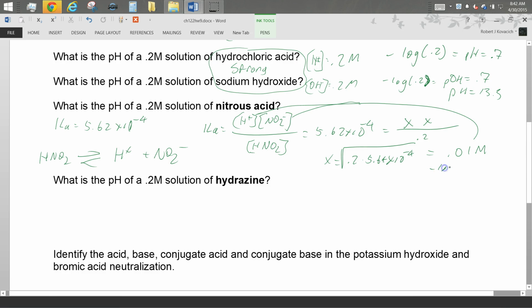So if I take the negative log of 0.01, I'm going to get, what, 2 is my answer? So the pH of this nitrous acid solution is 2. That's significantly different than the hydrochloric acid solution, right? Less than 1 to 2. What's the difference between those two things? 1.3 pH units, but what's the difference?